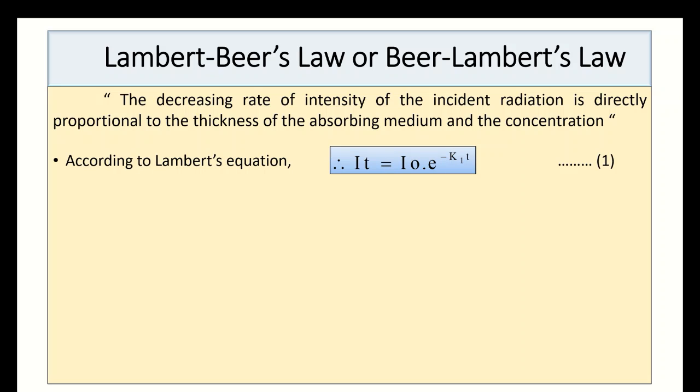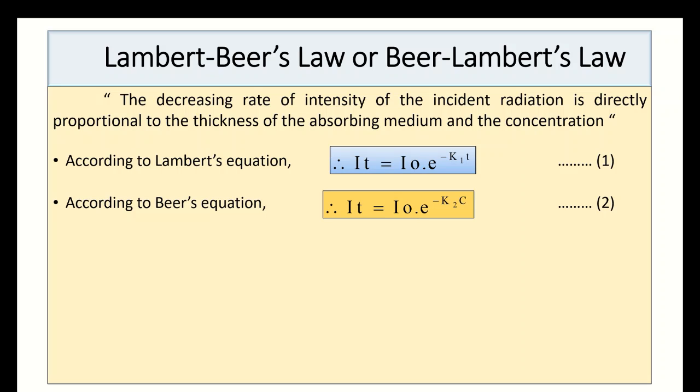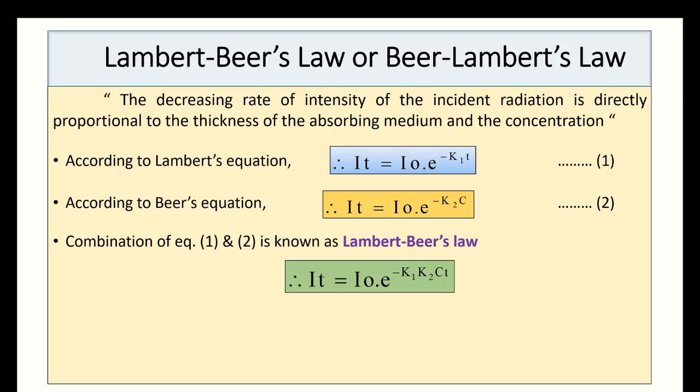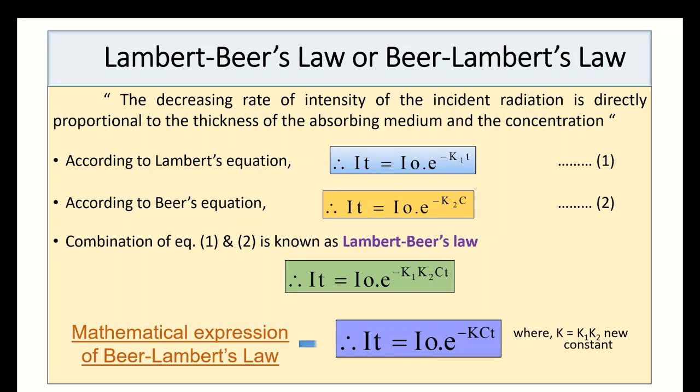So according to Lambert's equation, we have the equation IT is equal to I0 into e to the power minus K1 into T. According to Beer's equation, we have IT is equal to I0 into e to the power minus K2 into C. Now combining both the equations, we get the Lambert-Beer's law, that is IT is equal to I0 into e to the power minus K1 into K2 into C into T, that is concentration into thickness. So removing both the constants and introducing one new constant K, that is equal to K1 into K2, we get the mathematical expression for the Beer-Lambert's law, that is IT is equal to I0 into e to the power minus KCT.